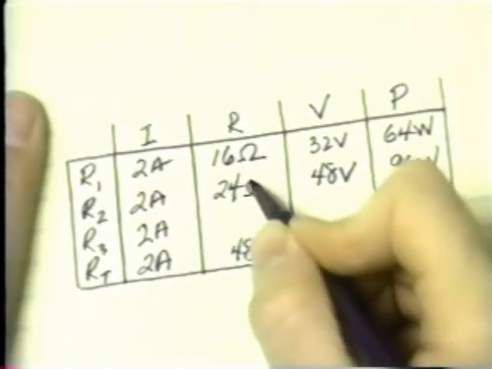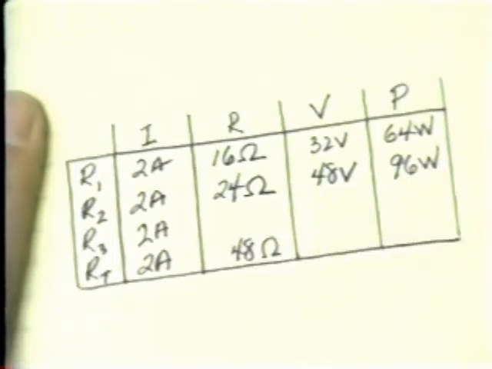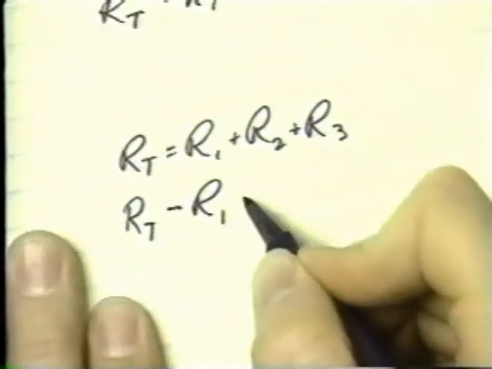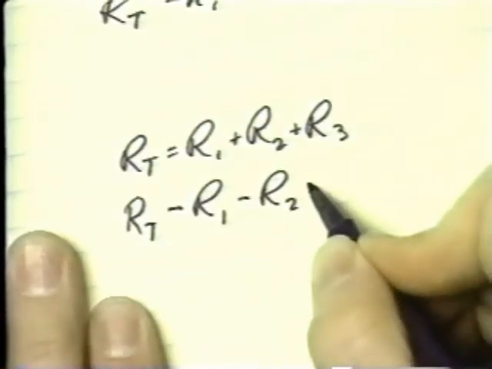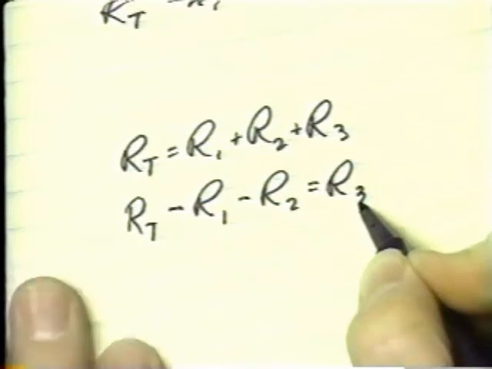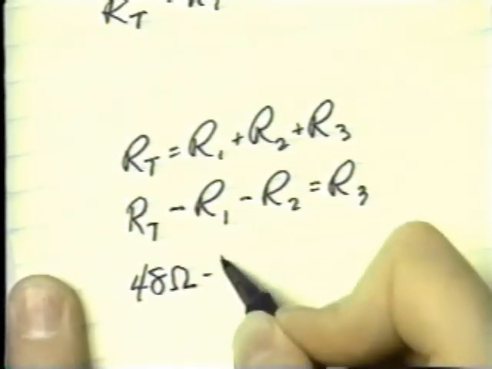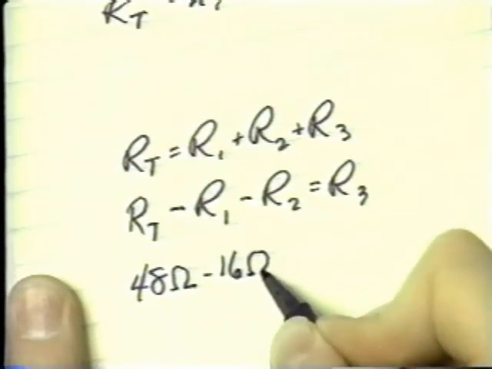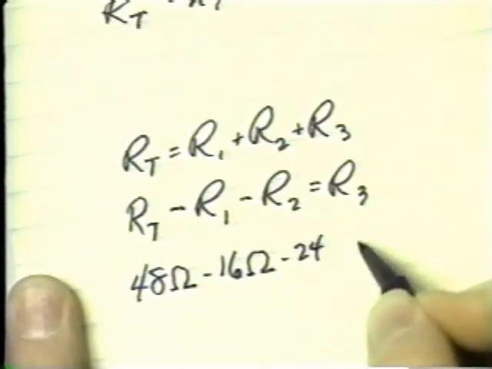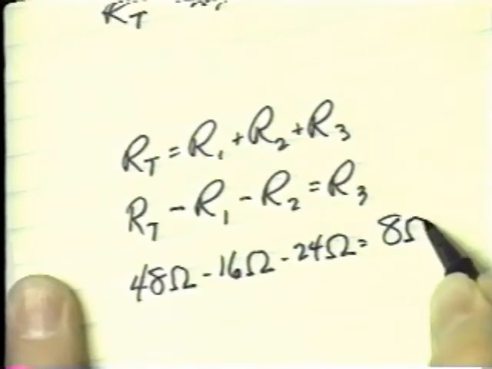For R3 you have I and no other value. How can you find another value? Notice that you're given the total resistance. Do you remember the RT formula? Since you have all of the values except R3, revise the equation by subtracting R1 and R2 from RT. 48 minus 16 minus 24 equals 8 ohms for R3.